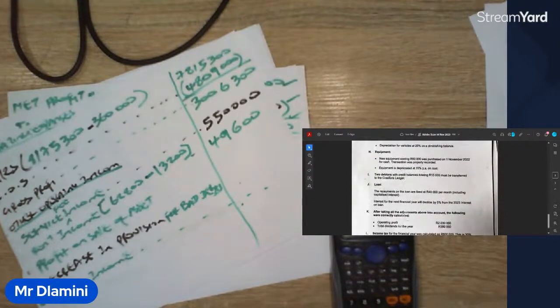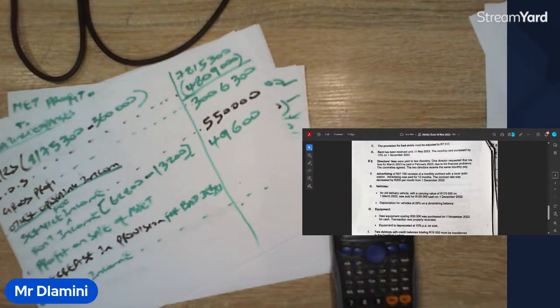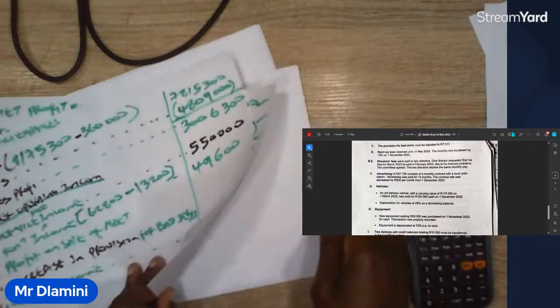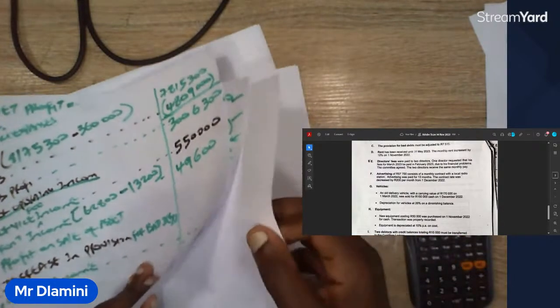C, yes. Now C there, on top: provision for bad debts must be adjusted to 7,515. Right. Sometimes in grade 12 they will give you a percentage. If they give you a percentage, there's work that's already been done.